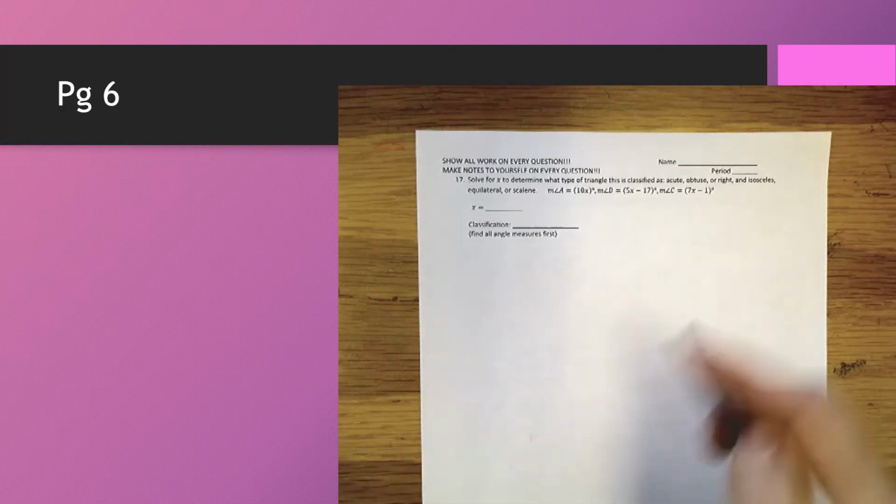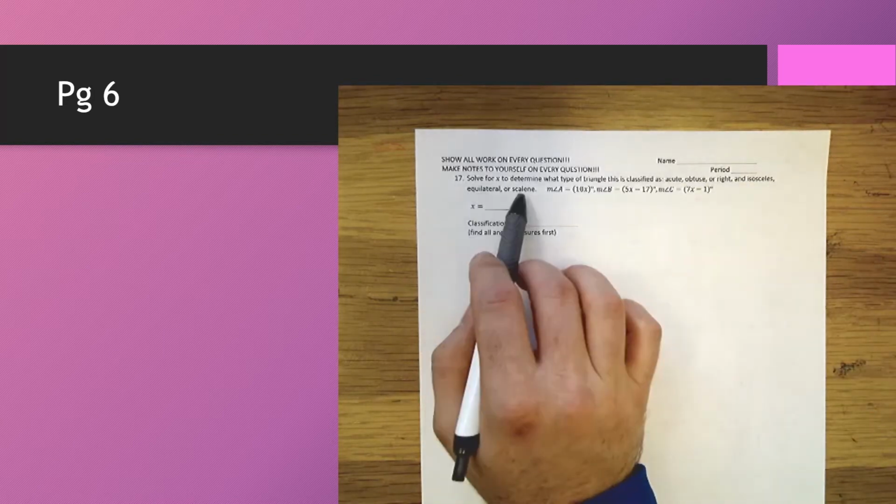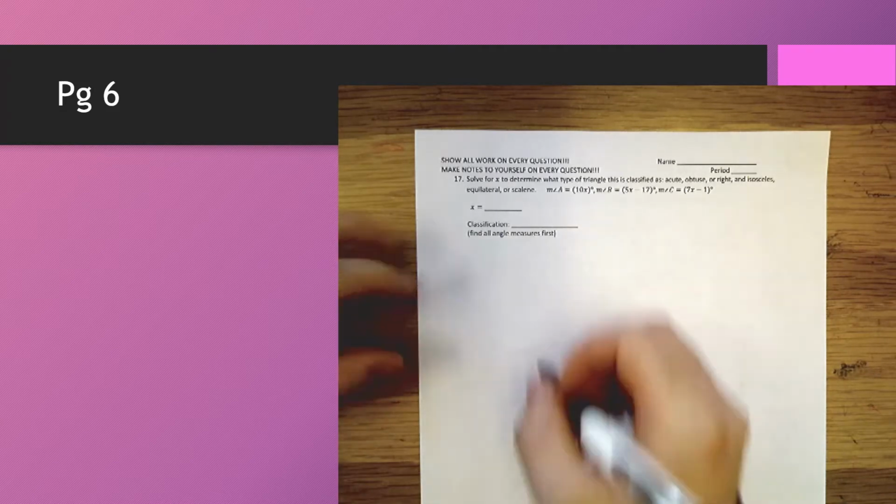Okay, so we're already on to page 6. This one is saying solve for x to determine what type of triangle this is, classified as acute, obtuse, or right, and isosceles, equilateral, scalene. So these ones are basing it off of its angles. These ones are basing it off of its sides. They tell us that angle A is 10x, angle B is 5x minus 17, and angle C is 7x minus 1. So first thing I like to do with any kind of word problem is draw it out.